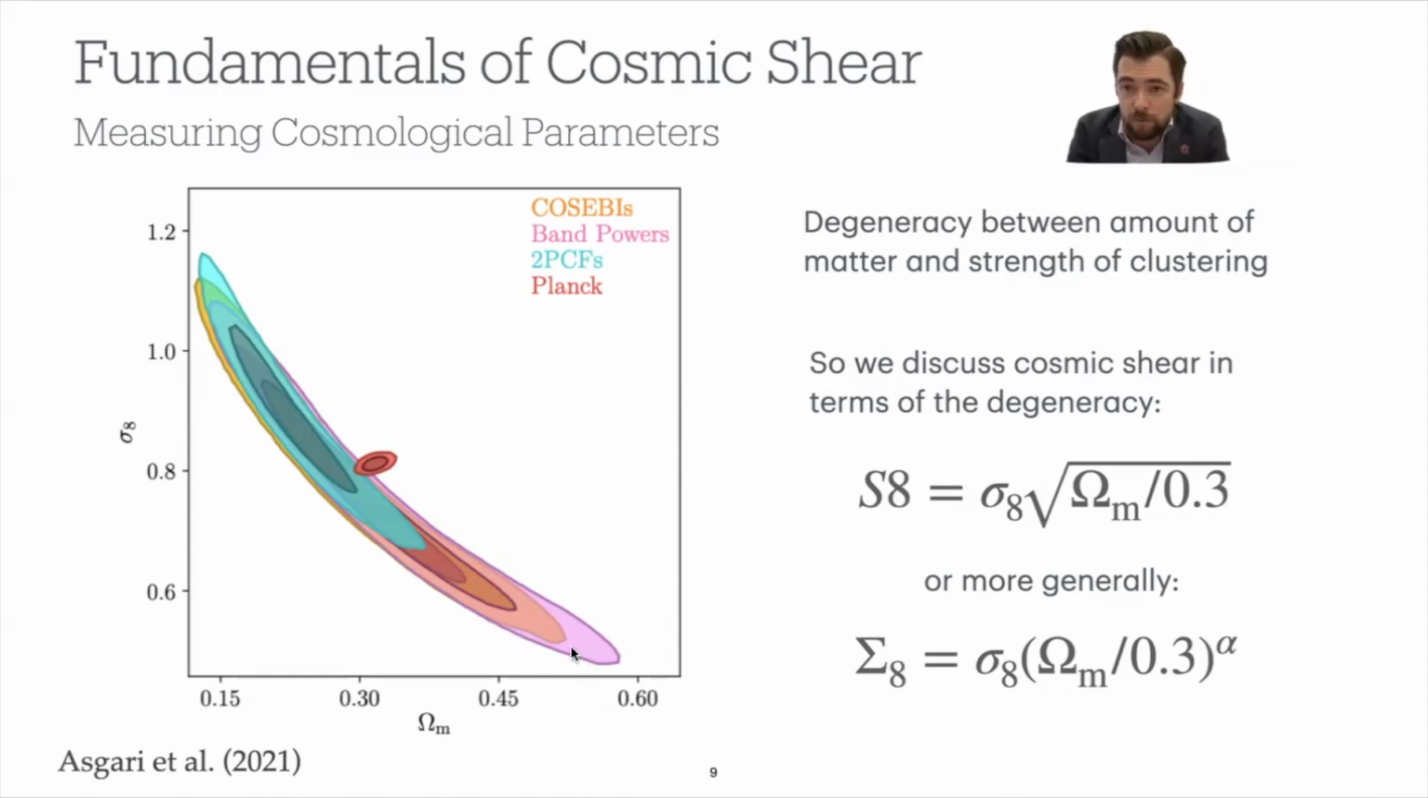same signal from cosmic shear, from psi plus minus, or from any other way of combining the 2-point correlation functions into other measurements, which are shown here by two other statistics called COSEBIs and band powers, which we're going to come back to a little bit later.